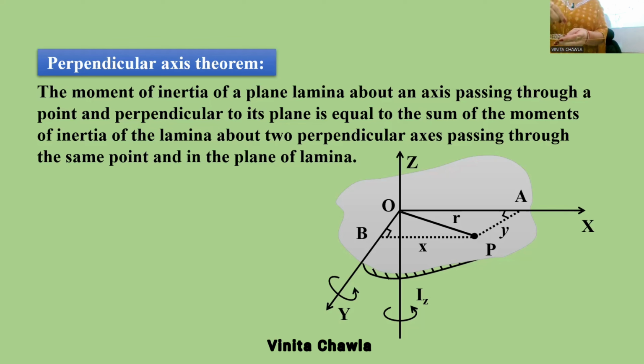ठीक है? So moment of inertia about z axis is equal to moment of inertia about x axis plus moment of inertia about y axis. बस खत्म. Iz is equal to Ix plus Iy. इजी है. ठीक है, ये मैं बाद में बताऊंगी ये क्यों है.